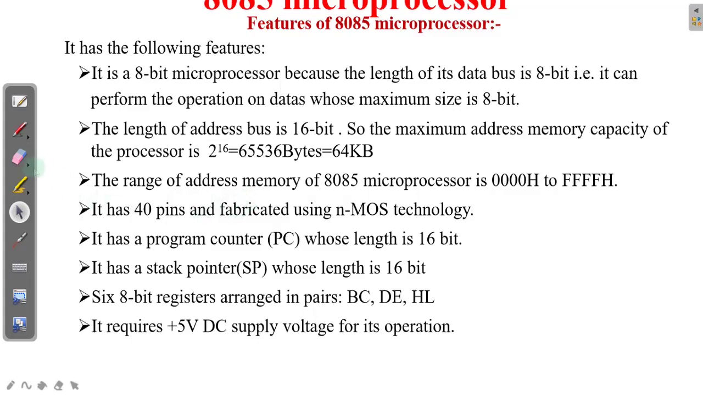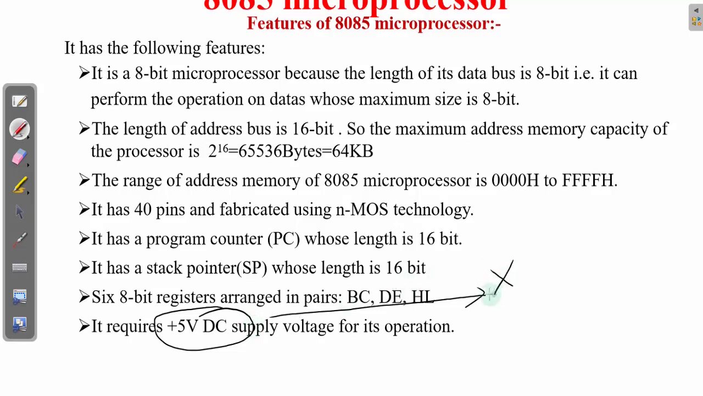This microprocessor works on a power supply of plus 5 volt. If you give more than this, there is a problem. If you give less than this, there is a problem. If you give a power supply less than this, it will not work. If you give more than this, it may burn. So keep that in mind. You cannot give a power supply more than this or less than this. So its operating voltage is 5 volt.